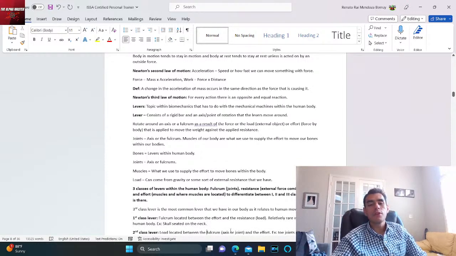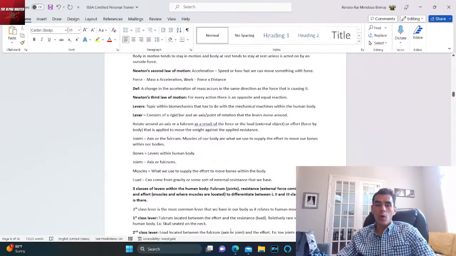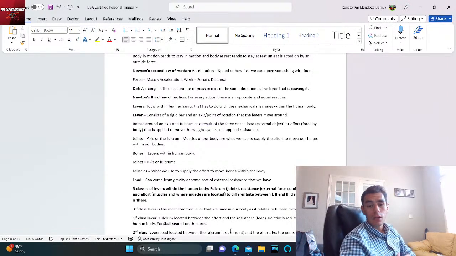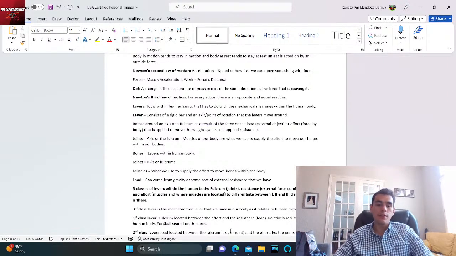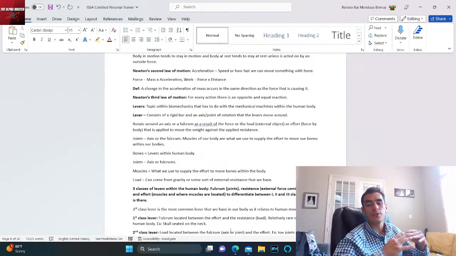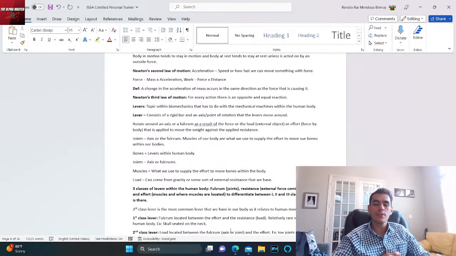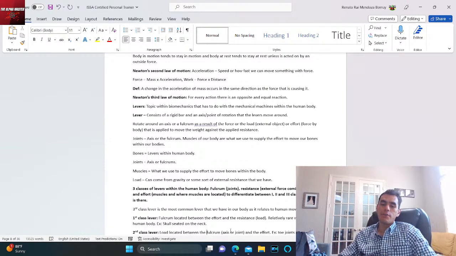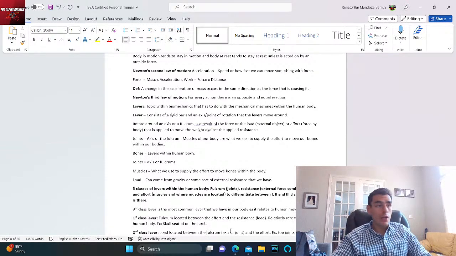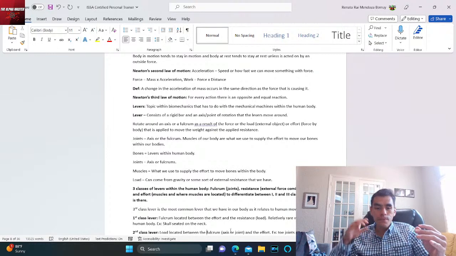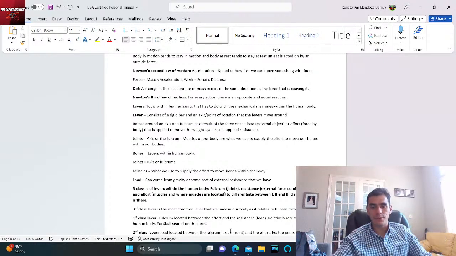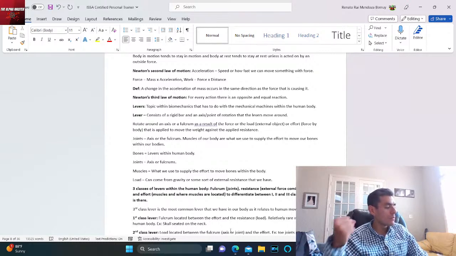The second class lever, you have the load or the weight, the resistance, located between the fulcrum, which is the axis or joint of rotation, and the effort, which is the muscle doing the work. The load is located between the fulcrum, the axis or joint, and the effort.